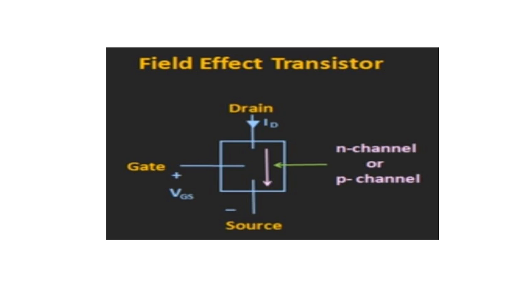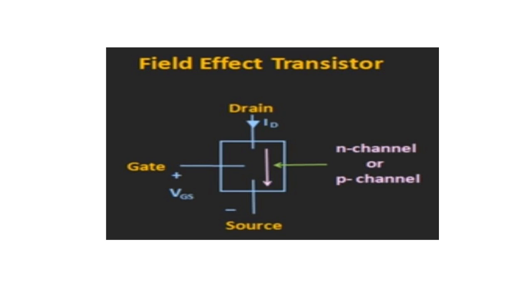In FET, the current flows between the drain and source terminal, and this current can be controlled by applying a voltage between the gate and the source terminal. This applied voltage generates an electric field within the device, controlling the flow of current. So basically, by controlling the electric field, we can control the flow of current, and that is why it is known as field effect transistor.